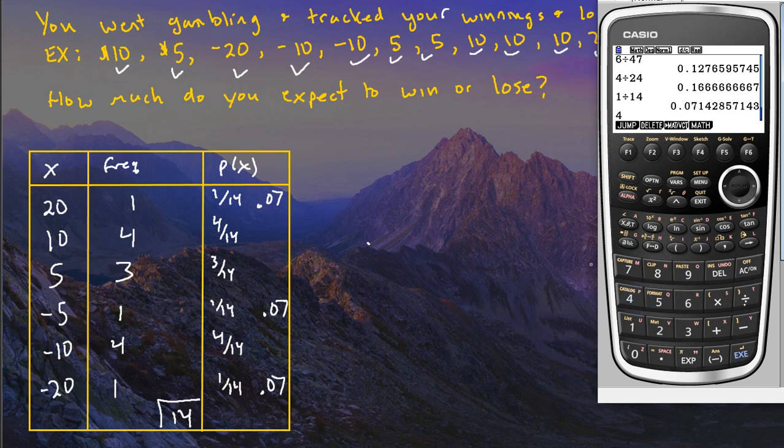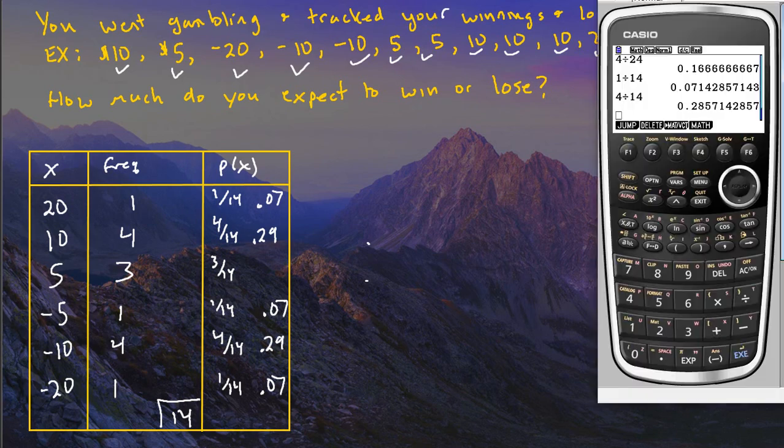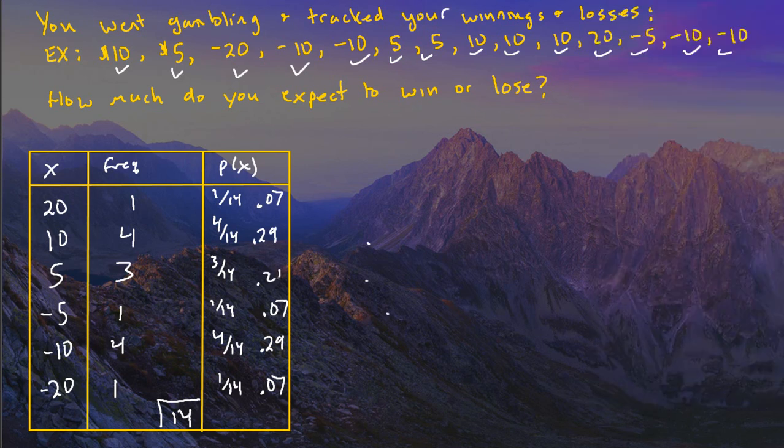4 divided by 14, 0.29. And then 3 divided by 14, 0.21. Now, if I add all those up, I should get a 1 right here for 100% of the data. Okay, so now expected value is going to be 20 times 0.07 plus 10 times 0.29 plus all the way down to -20 times 0.07.